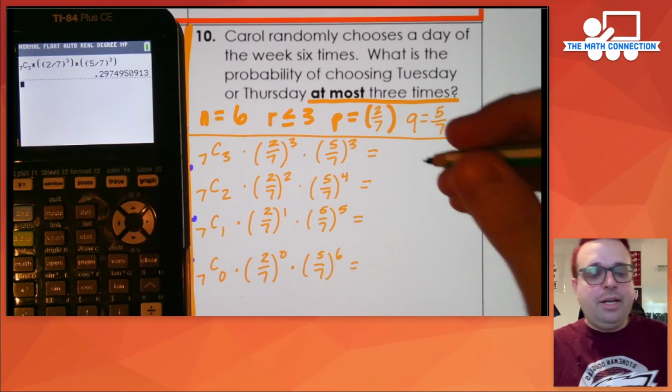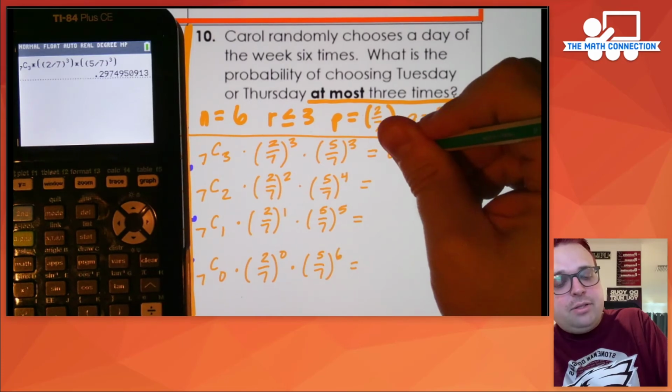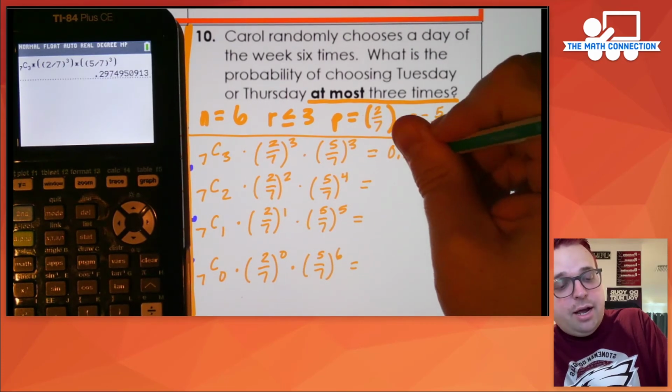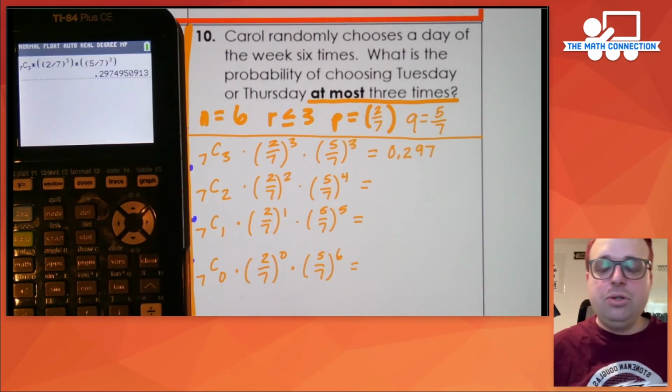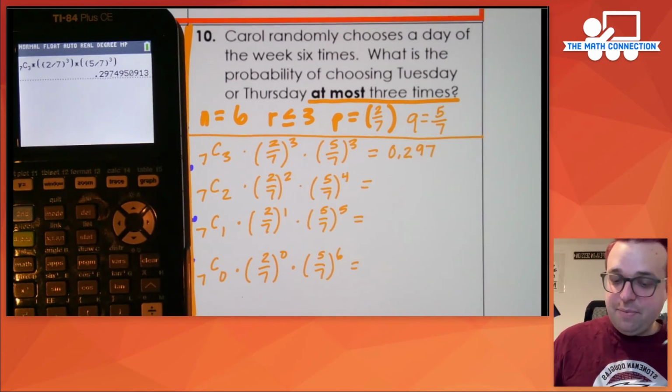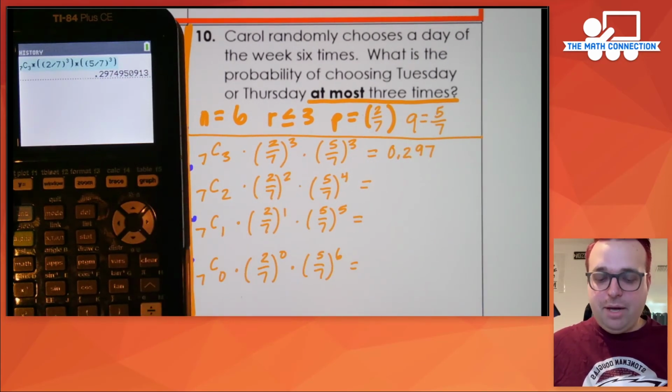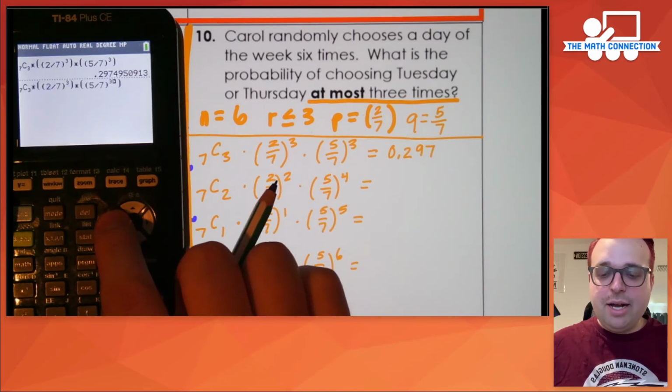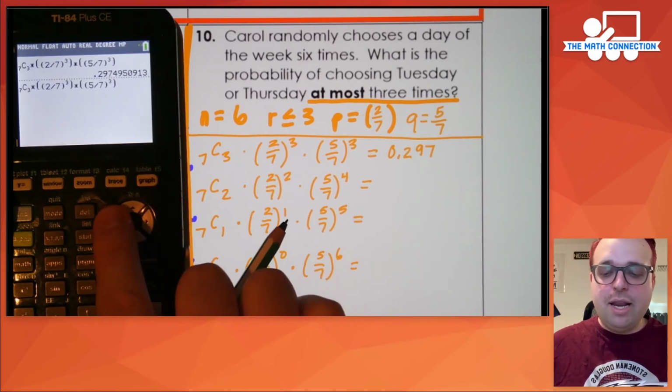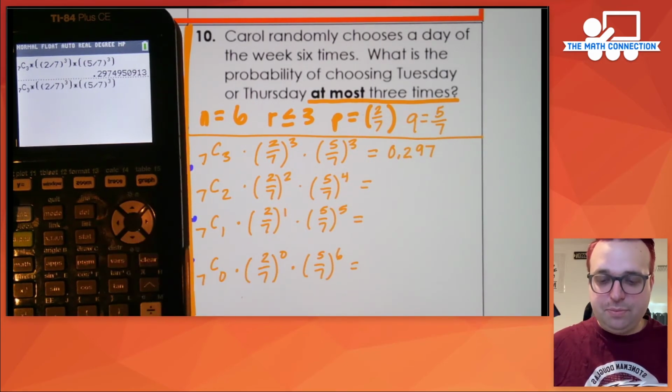And there's your first answer, 0.297. We'll just leave it at 3 decimal places. That's fine. Okay, I'm going to go up and hit enter to copy this over again, and let's fix the numbers. So the next one is 7 combo 2.